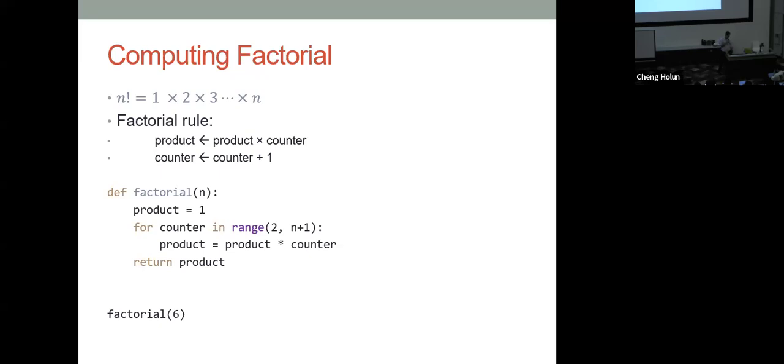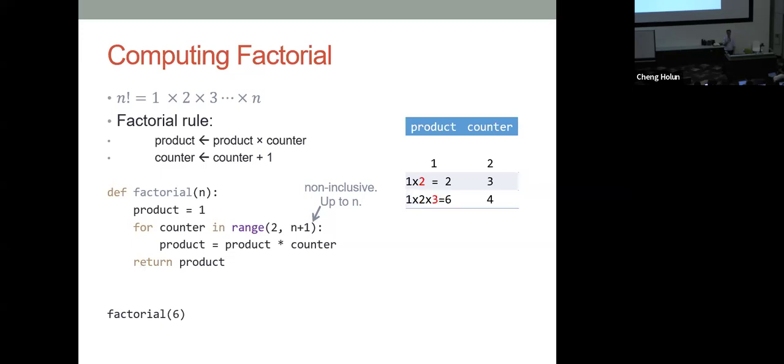Okay. For example, you compute factorial 6. First, the product is 1 and the counter is 2. So you multiply 1 by 2, it will be 2. The next round, the counter becomes 3. 3 times 2 becomes 6. The next time the counter is 4, it becomes 24. The next time the counter is whatever. Okay, so that is how it computes. So I would like to see whether you can try to cook it yourself.